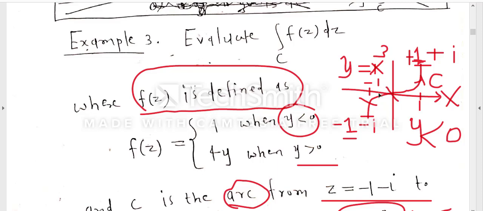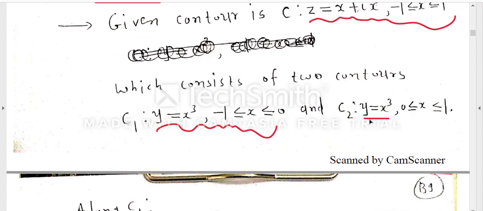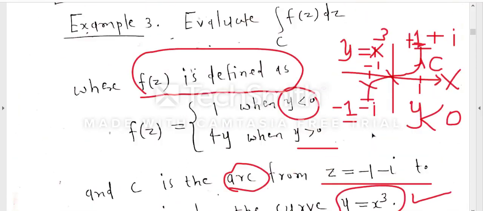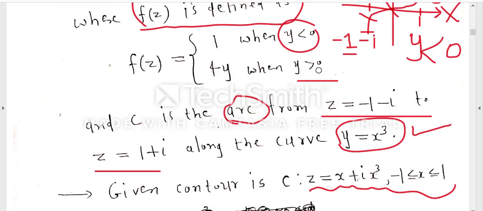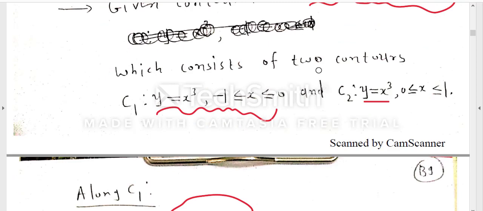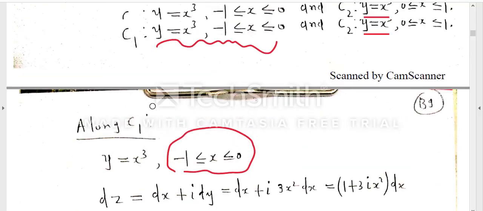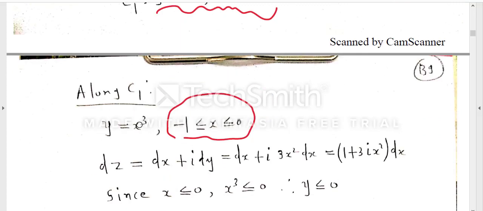So x is from -1 to 0 if we are on C1, and along C2 x is from 0 to 1. This is C2. From this point to this point x is from 0 to 1. So I have to consider integration of f of z along C1, then along C2, and then I have to take their summation. So along C1, as we discussed, y is x cube and x is from -1 to 0.